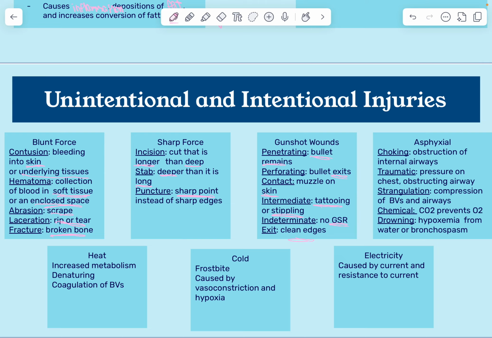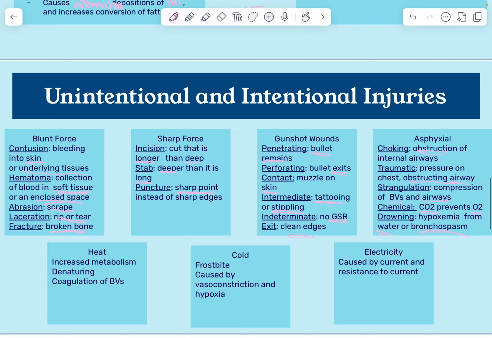So asphyxial injuries, choking is the obstruction of internal pathways. A traumatic asphyxiation is caused by pressure on the chest, which is going to obstruct the airways. Strangulation is caused by compression of the blood vessels and airways. And chemical asphyxiation is when carbon dioxide prevents the oxygen from delivering to the tissues. And drowning is caused by hypoxemia from water or bronchospasms.